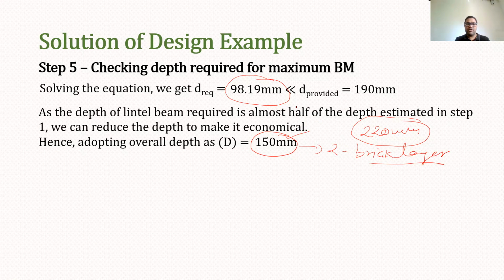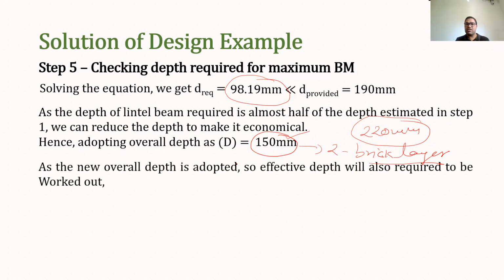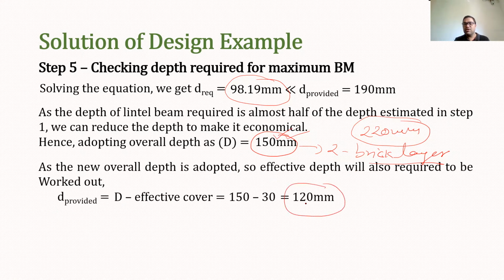And with this, we will have the new effective depth, because we have reduced our depth. So the effective depth will be reduced also. So D provided here will be overall depth minus effective cover. In this case, effective cover is already assumed as 30 mm. So putting this value, we get D provided as 120 mm. So this is our new D provided, and you can see it is still more than the D required, which is 98.19. So still we are on the safer side.